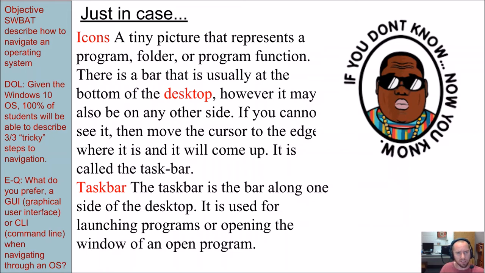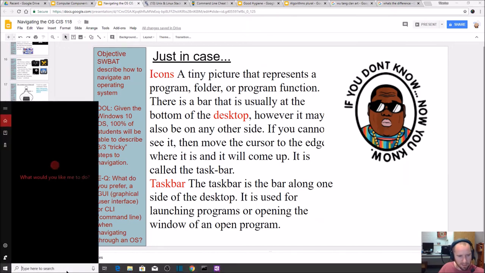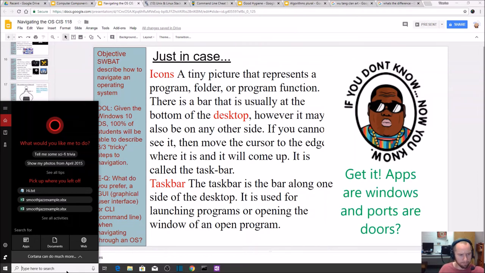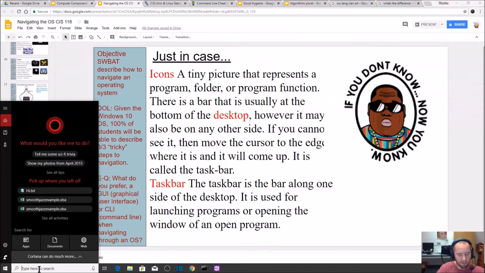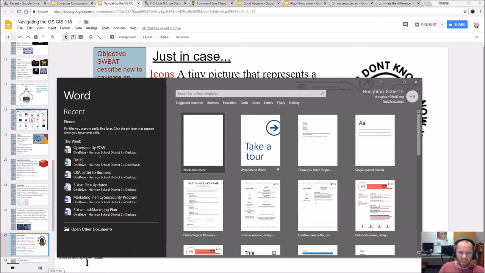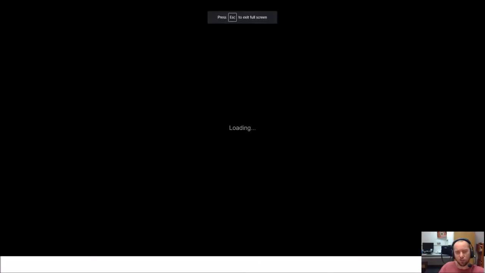There is a bar that is usually at the bottom of the desktop. However, it may be also on one of the sides. If you cannot see it, then move the cursor to the edge where it is and you'll be able to find it. This is called the taskbar, and here it is. This wonderful, amazing taskbar is used for launching programs or opening the window of a program. A lot of people don't know on Windows here, you could just type the thing you want to open, like Word, and you just type it and push. So that's kind of like a hybrid between the thing we're learning next, the CLI versus GUI.